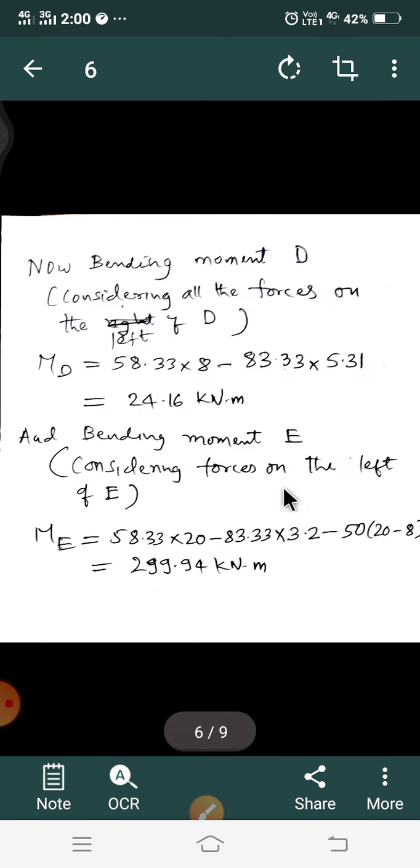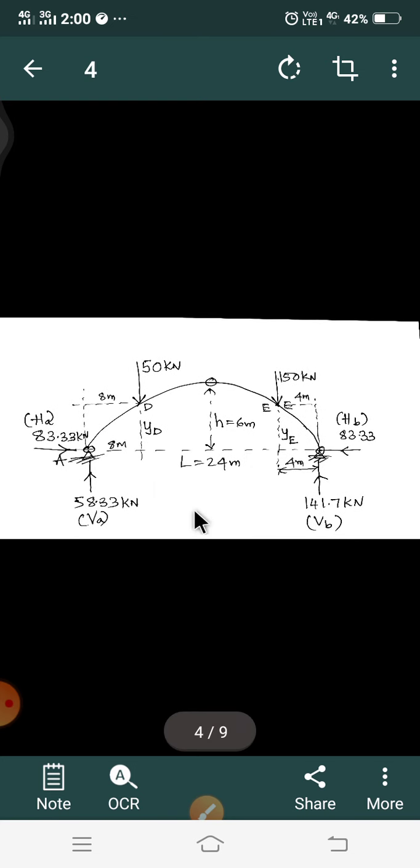So let us go to the next, that is, now let us calculate the bending moment values. Now bending moment at D, considering all the forces on the left of D. So on the left side of D there are reactions VA and HA. Let us go back to that page. You can see on the left side of D this is HA, this is VA, and I am going to take moment of these two forces about D.